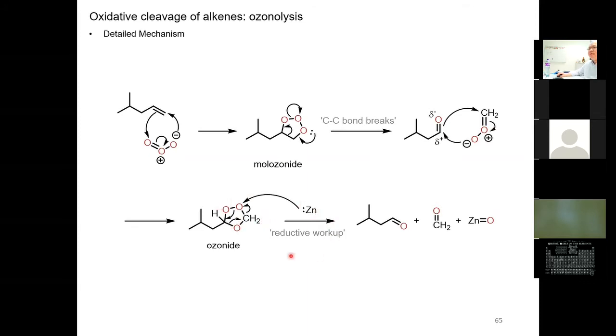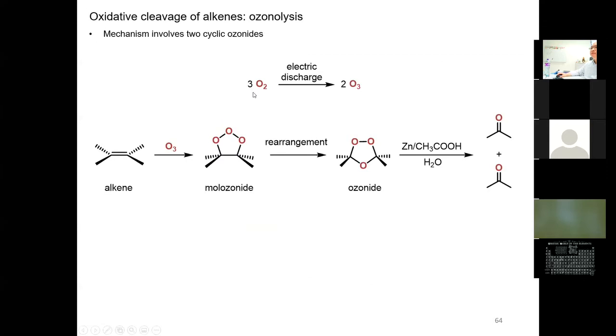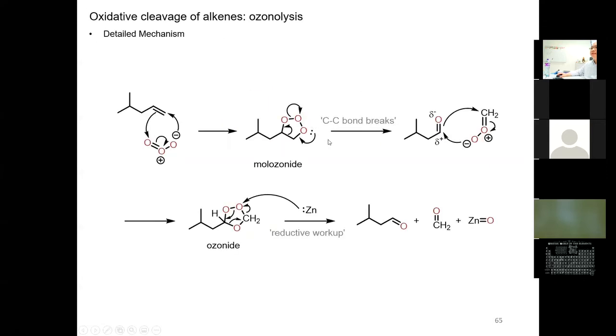So the final step is what we call the reductive workup. This step is usually written here. So the first step, you generate the ozonide, and the second step, reductive workup using zinc. Zinc in this reaction serves as a reductant. If you understand that zinc is a reductant, it's easier to understand the mechanism.